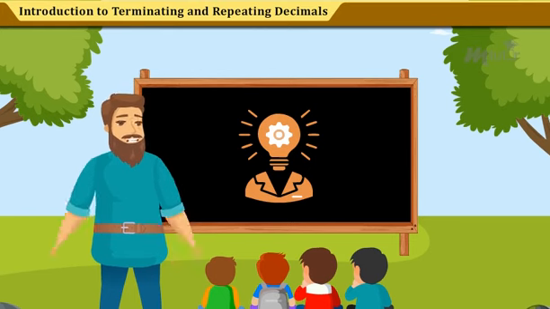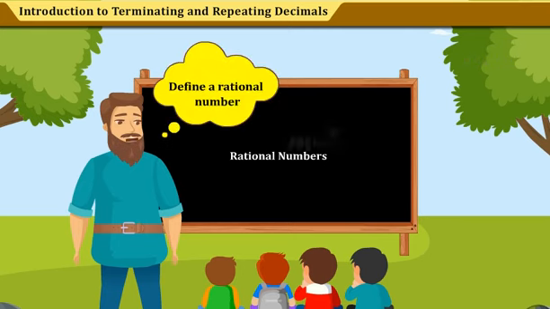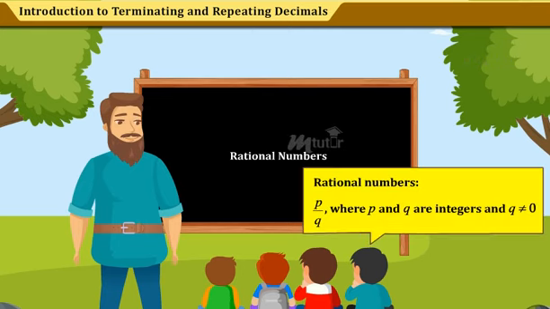That summer, he was teaching the children about rational numbers. The giant asked the children to define rational numbers. One of the children said that they were numbers of the form p by q, where p and q are integers, and q is not equal to 0.